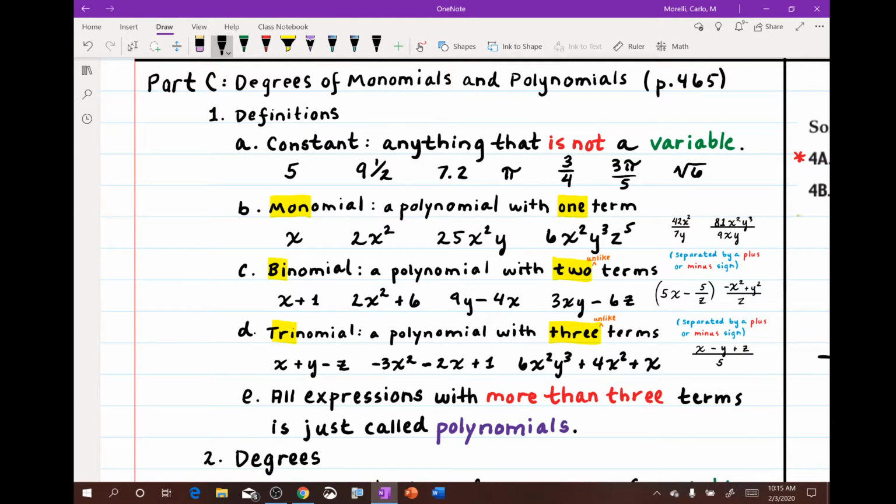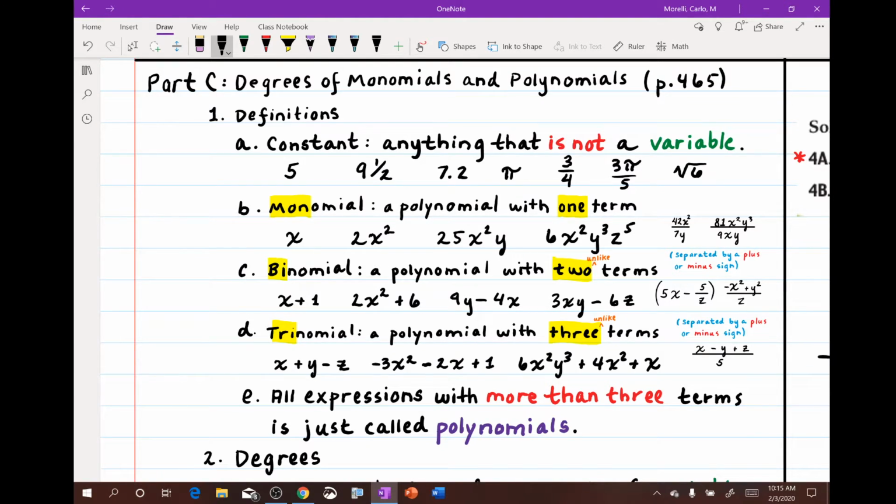So let's go on to C, binomial. And the reason I've highlighted the prefix with the number that it goes with is because these make sense. Mono, bi, tri, 1, 2, 3. Makes sense, right? So a binomial is a polynomial with two unlike terms.